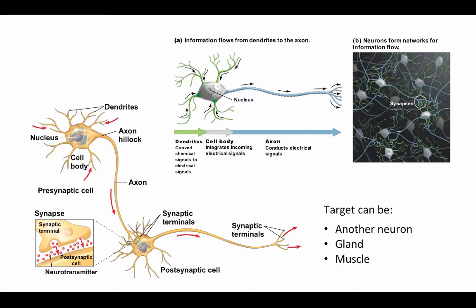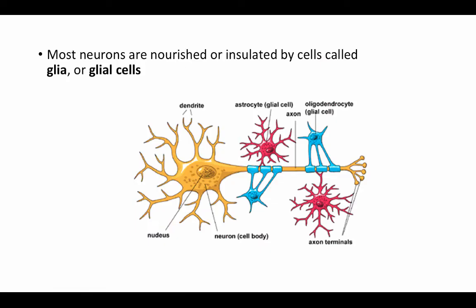And as you can see here in this image, these neurons are going to form these dense networks with lots and lots of communications with lots of other cells. And so these neural pathways can be incredibly complex. In addition to these actual neurons in the nervous system, we see lots of these support cells known as glia or glial cells. Most neurons are nourished or insulated or physically supported by these glial cells.